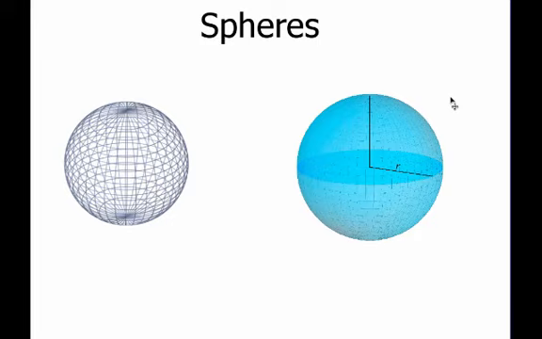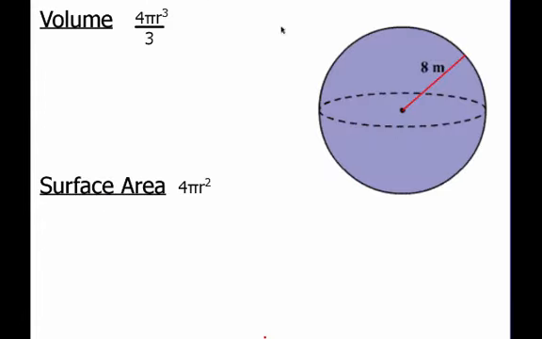In this video, we're going to be discussing the volume and surface area of spheres. So here we have a sphere that has a radius of 8 meters. The radius is defined as the distance from the center of the sphere to any point on the surface of the sphere. So we know our radius is 8 meters, and our formula for the volume of a sphere is 4 times pi times the radius cubed divided by 3.